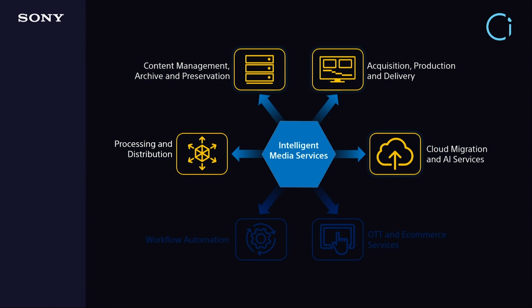The first one I'm going to be speaking about is C Media Cloud. C Media Cloud is a completely cloud-based production collaboration and media processing platform that supports the full life cycle of your media, from acquisition to delivery all the way through to archive.